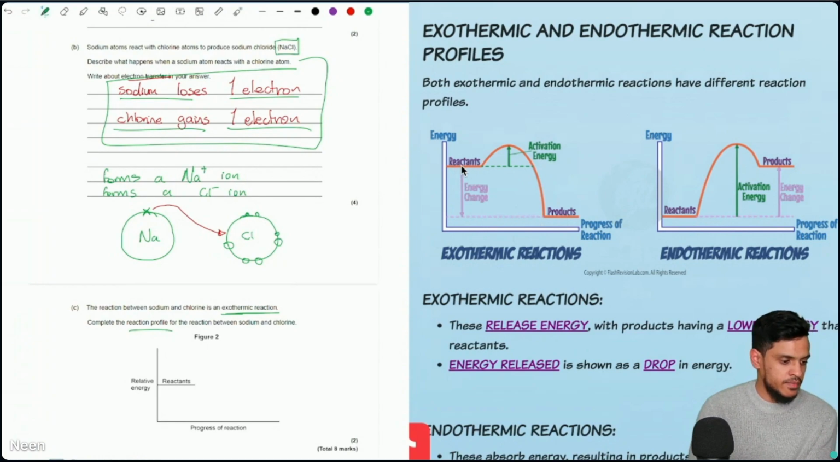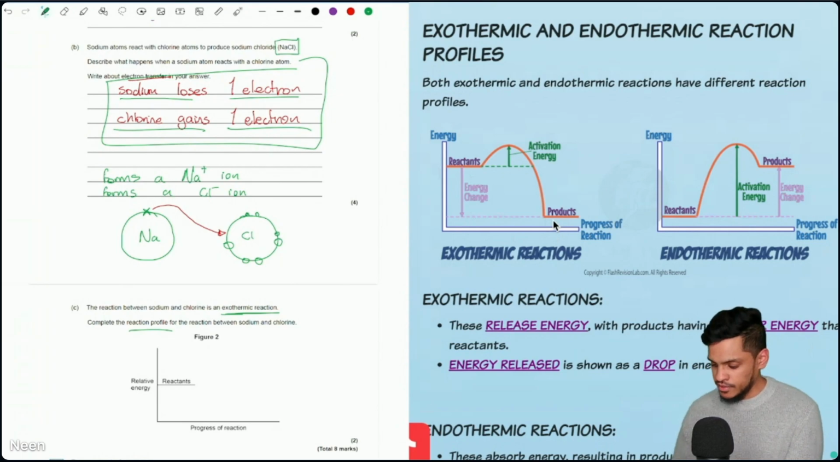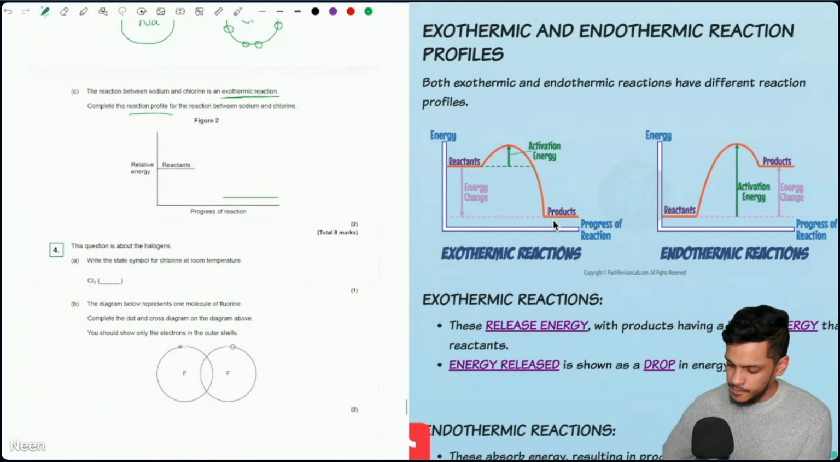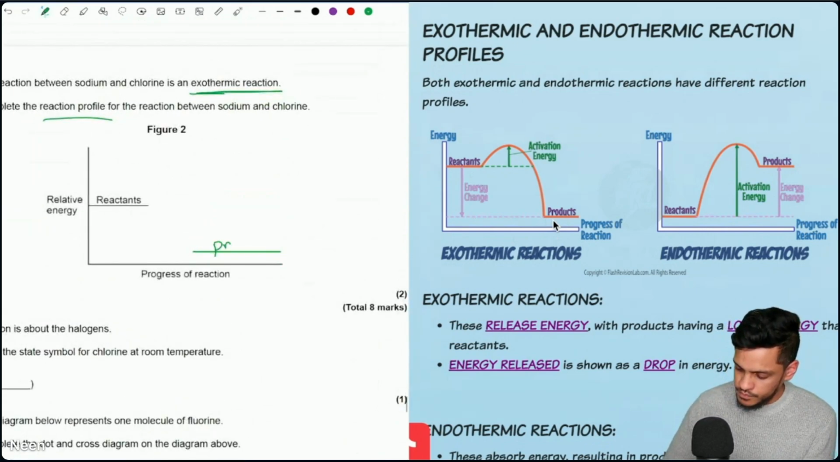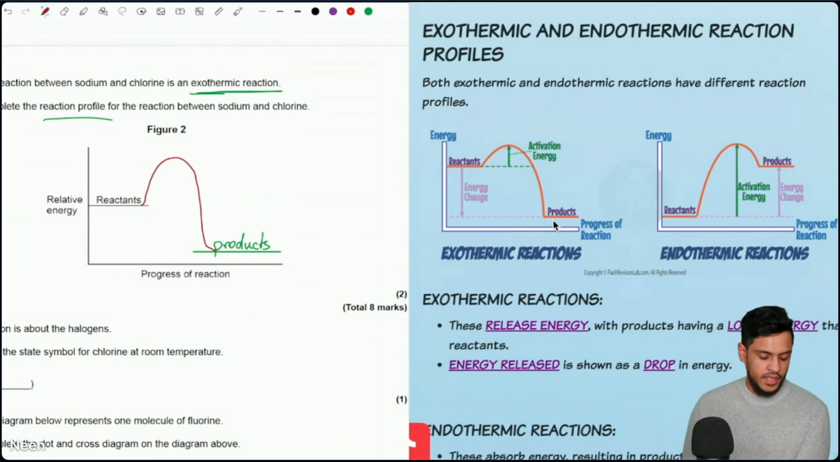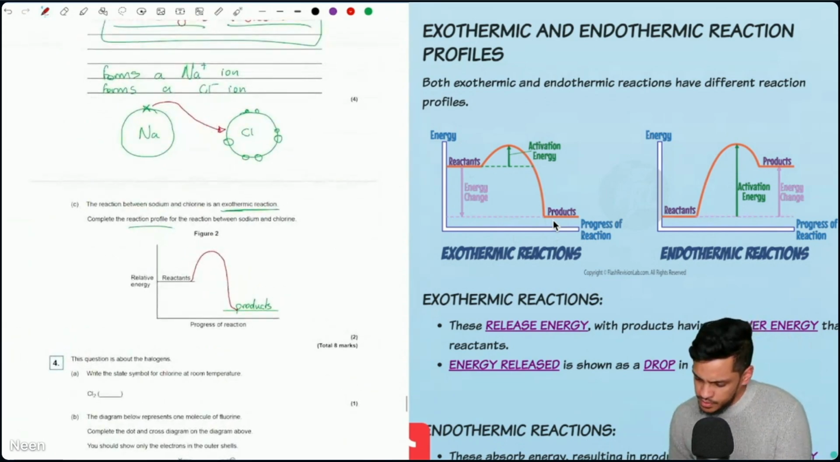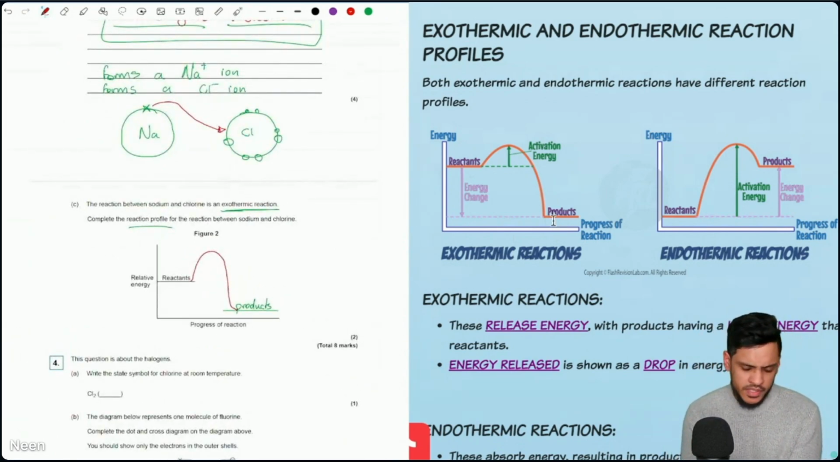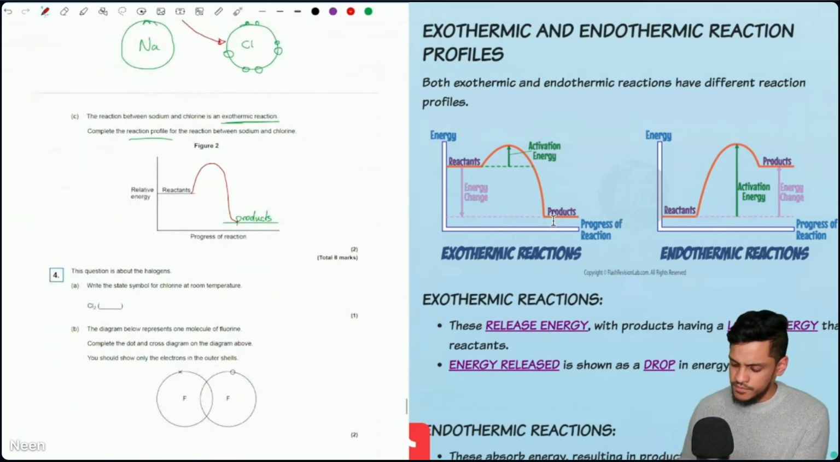The exothermic one, you can see it goes from a high level to a low level. So your products need to be lower than your reactants. So when you draw this, make sure your products are down here. And then in between, we have a hump like that. Does it say to label anything? Sometimes you need to label the activation energy, but it doesn't ask us to do that. This is just 2 marks, 1 mark to show the lower level and the second mark to show the curve.